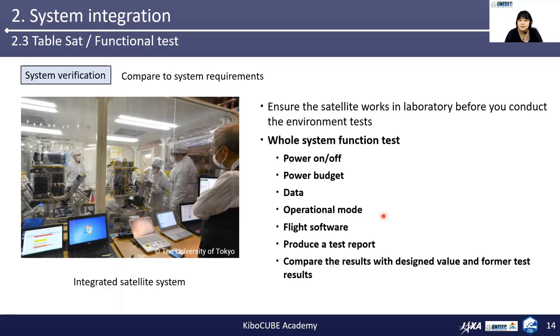Check that all operation modes can achieve the design specification, including mode transition. Check the flight software can achieve the designed function and performance. Test results are compared to the system design and the former test result, and they are also summarized in the report.